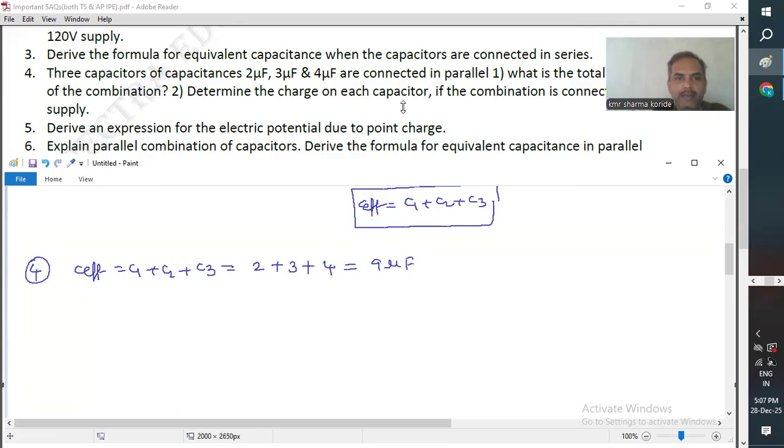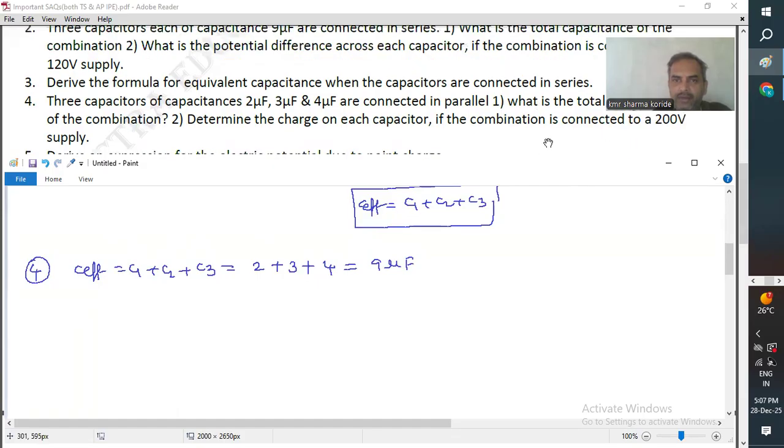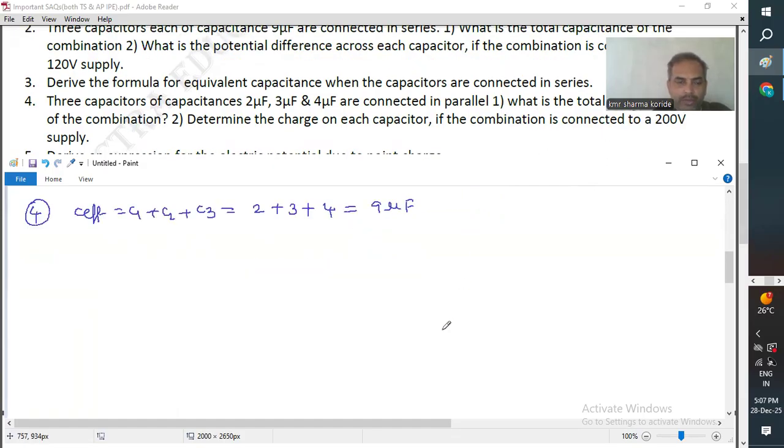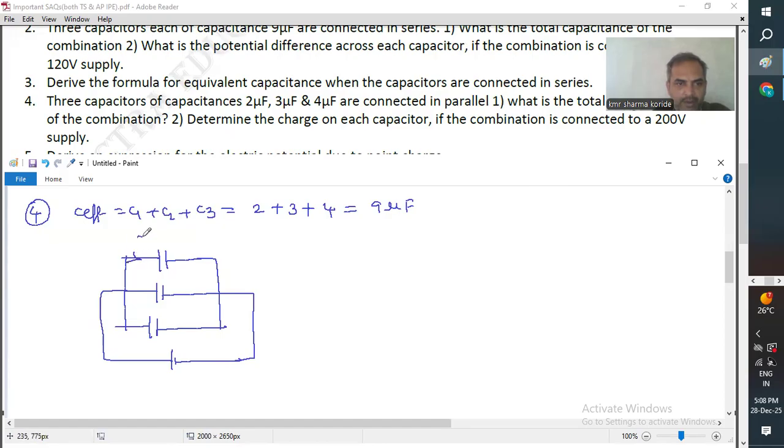And determine the charge on each capacitor, they mentioned. So first we need to mention that in a parallel combination, potential is the same. And the supply potential is also given in the question, that is 200 volts. So you need to understand like this. This is the first capacitor, this is the second capacitor, this is the third capacitor. All are connected in parallel. And finally, there is a voltage of 200 connected here. But we need to find Q1, Q2, Q3. So first let us find the total charge, with V equal to 200 volts given.